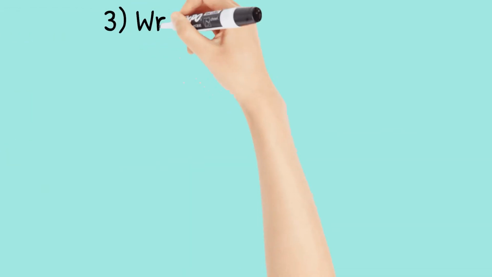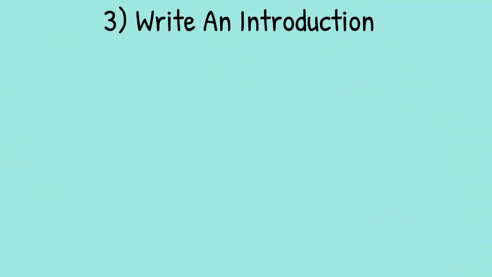Now let's understand step 3, which is writing an introduction. In the introduction, you should simply paraphrase the question, that is, say the same thing in a different way. You can do this by using synonyms and changing the sentence structure.